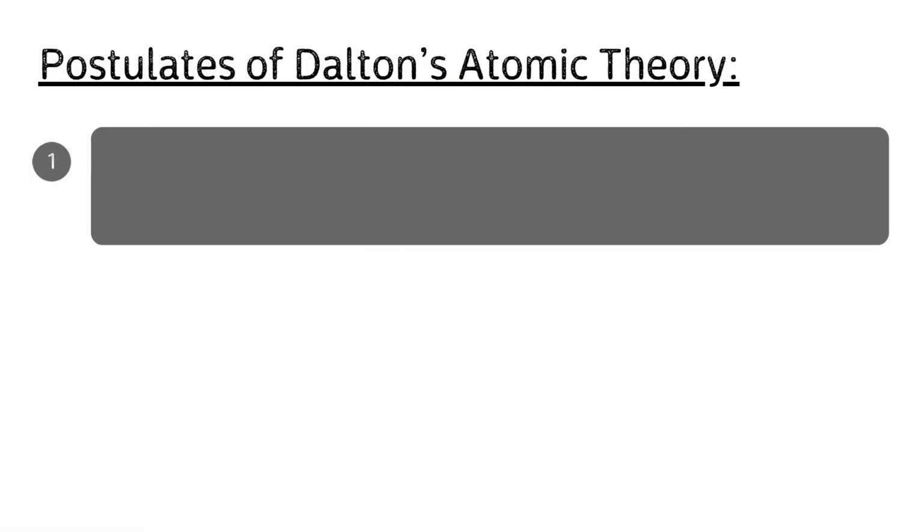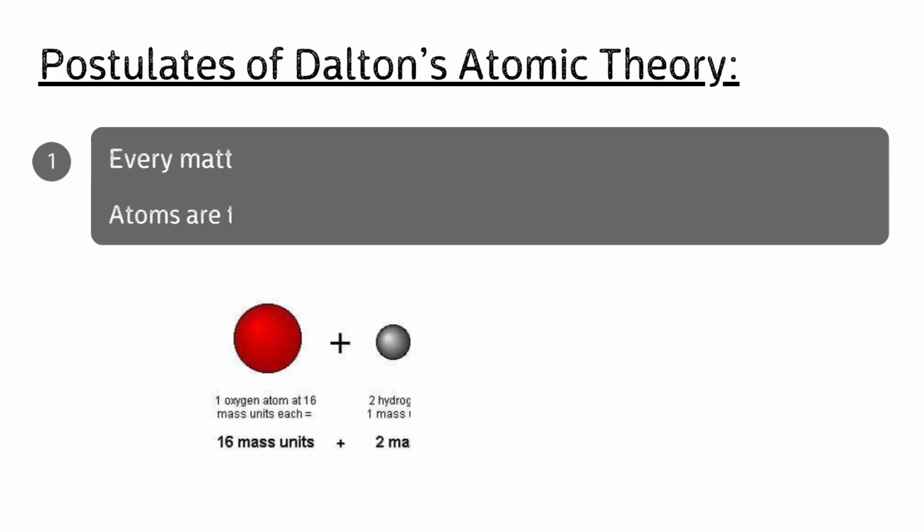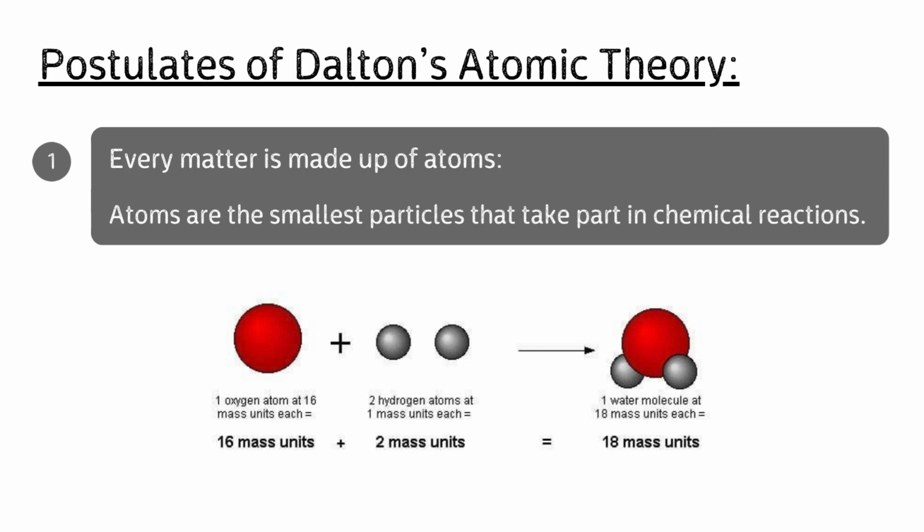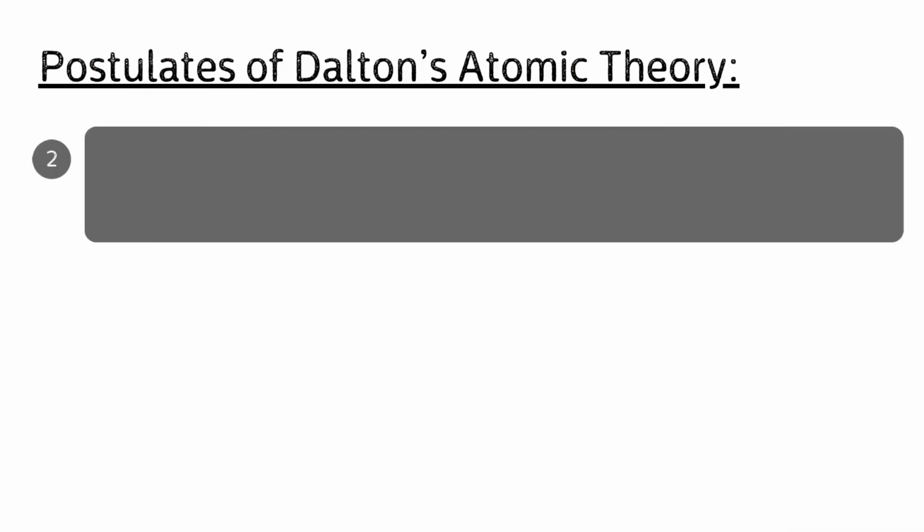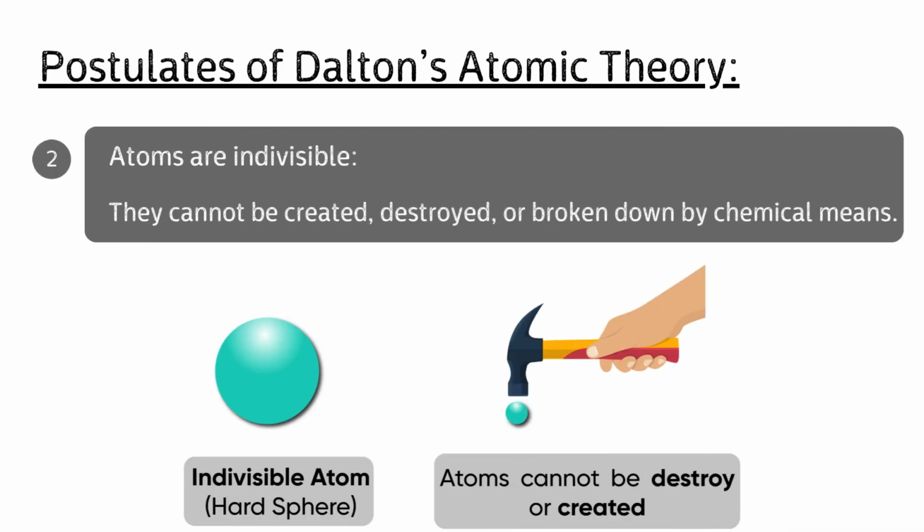Let's understand the main points, or postulates, of Dalton's atomic theory one by one. Every matter is made up of atoms. Atoms are the smallest particles that take part in chemical reactions. Atoms are indivisible. They cannot be created, destroyed, or broken down by chemical means.